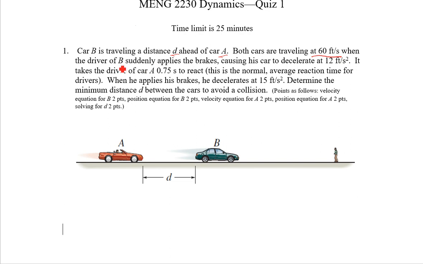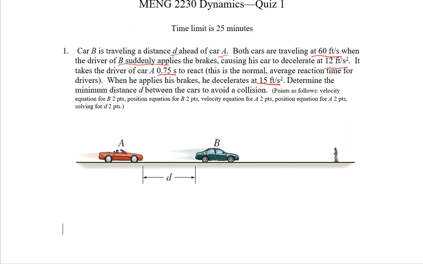Driver B suddenly applies the brakes. Her deceleration is 12 feet per second squared. Driver A takes 3/4 of a second to react, and then when they brake, the driver of car A decelerates faster, at 15 feet per second squared. We're asked to find the minimum following distance d to avoid a collision.